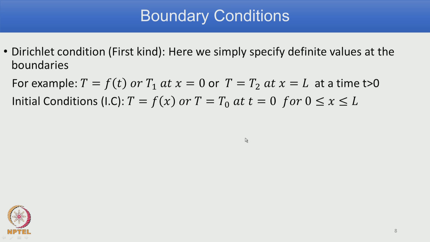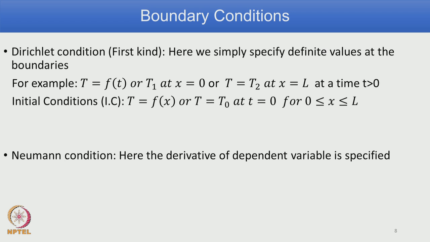This is the initial condition, and for time greater than 0, at x equal to L you have one value, at x equal to 0 you have another value. So, you specifically give that value. Such a type of boundary condition is called Dirichlet boundary condition.